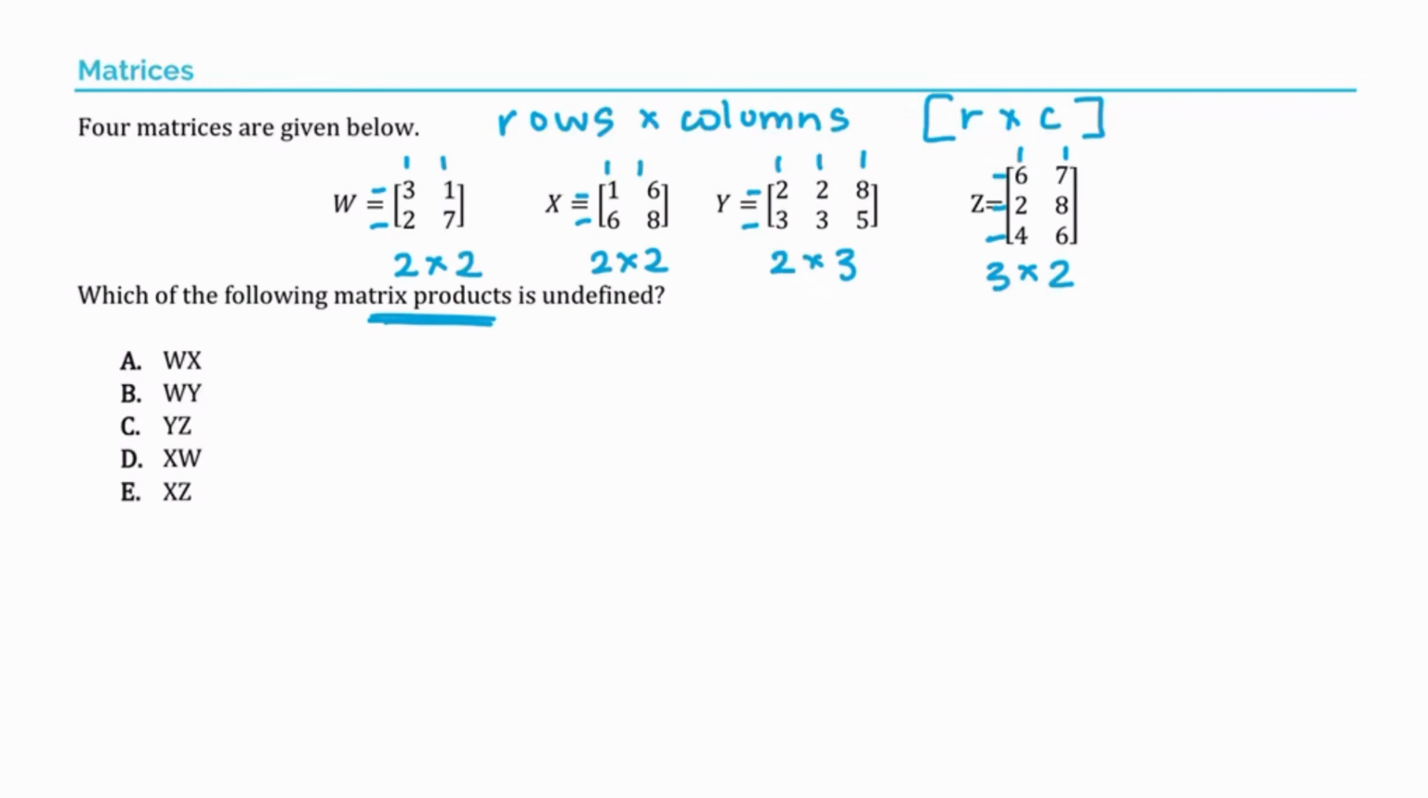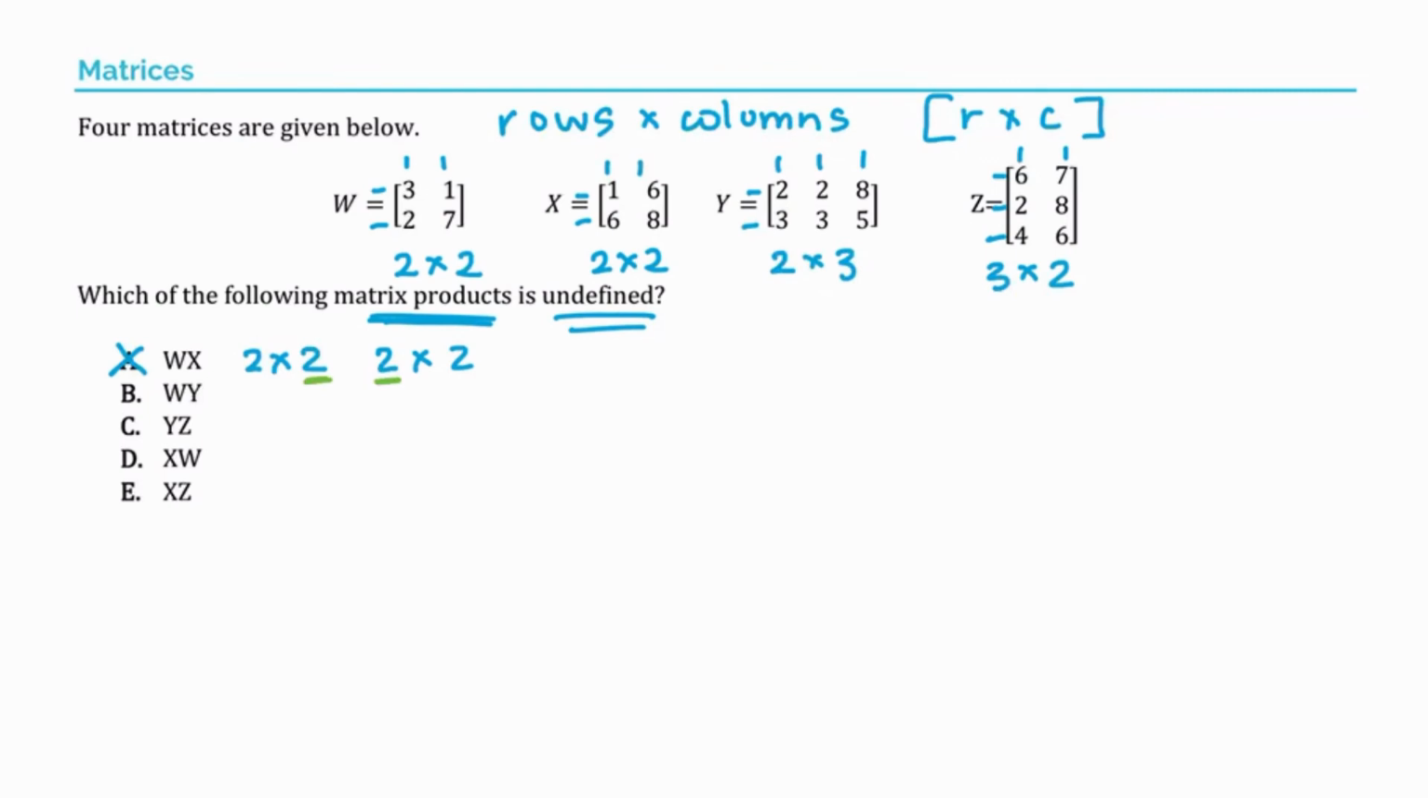So matrix W is a 2 by 2, and they're asking us if we can multiply matrix W, which is a 2 by 2, times matrix X, which is also a 2 by 2. Well, the way that you can know if you can multiply matrices is if these inside numbers match. Because they're both 2's, that means that we can multiply them. But remember, we're looking for the one that we cannot multiply. So because we can do matrix W times matrix X, I'm going to eliminate A.